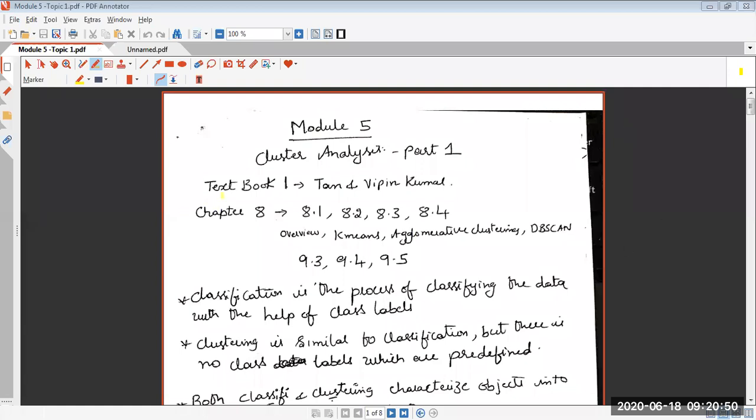So prior to that, I have written where you will find the contents. The textbook is Tan and Vipin Kumar. In the following chapters, you will find the different topics under module 5. So 8.1 to 8.4, and 9.3, 9.4, and 9.5.